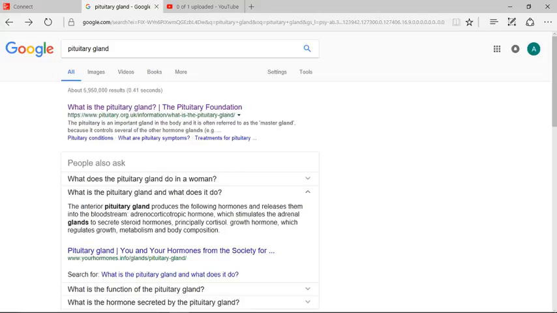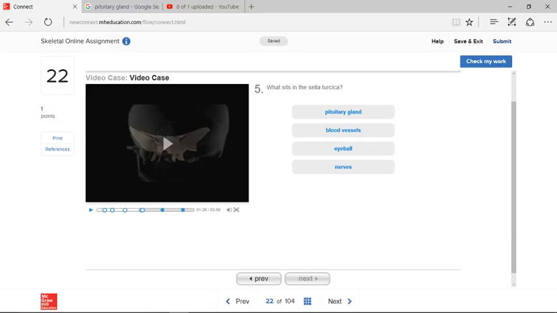Adrenocorticotropic hormone, which stimulates the adrenal glands to secrete. So basically, just hormones. That's what we need to know. If you want to know more about it, Google it, and let me know in the comments what you know about it. So what sits in the sella turcica?